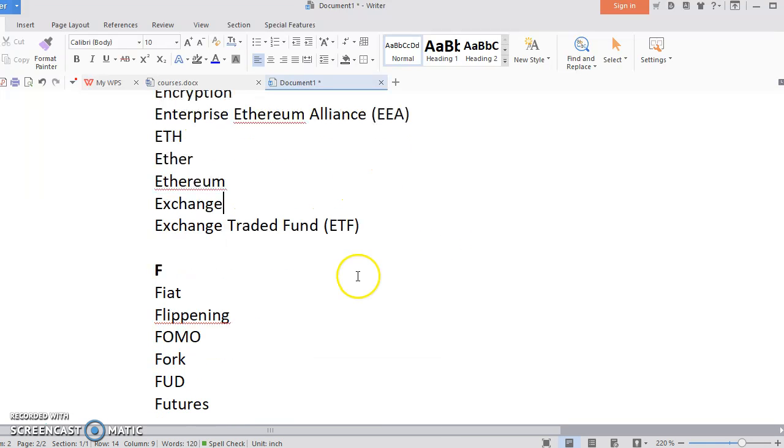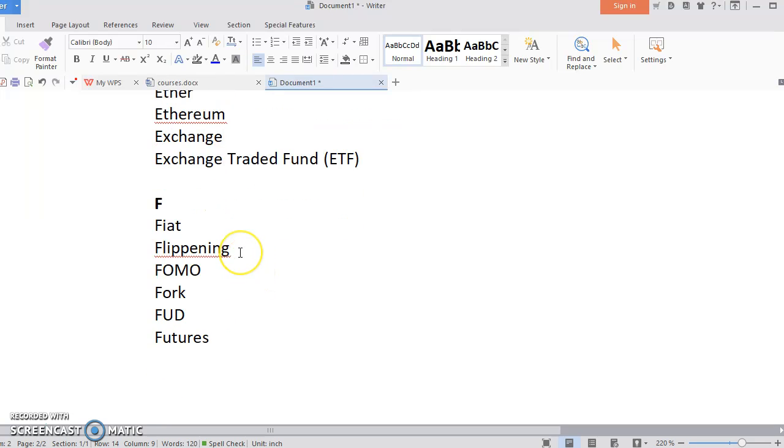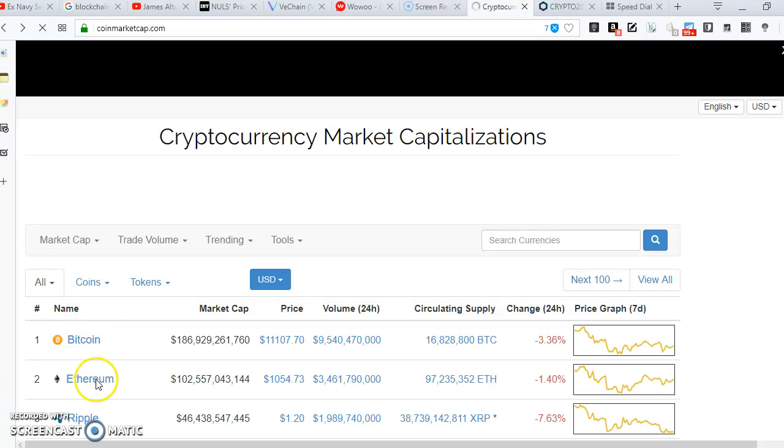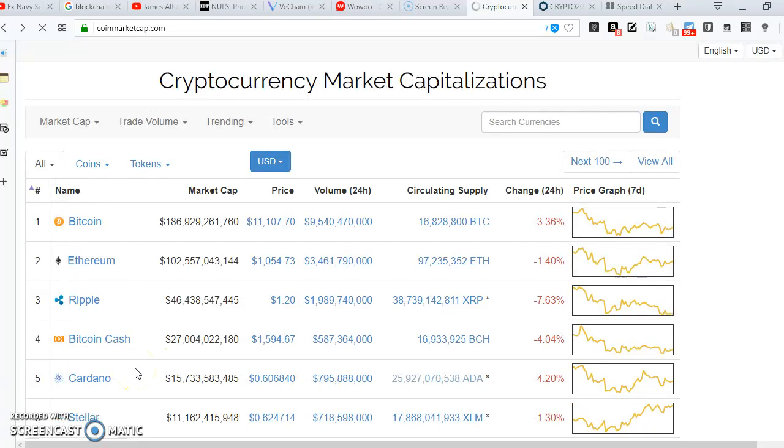Let's go to fiat. So your fiat, you can call it fiat currency. Basically your normal currency like dollar, euro, yen, and the rest of them that has legal backing. Then flipping is kind of a state or a period where those who are involved with Ethereum believe that someday Ethereum's market cap is going to exceed Bitcoin's market cap, and Ethereum is going to be the top one.